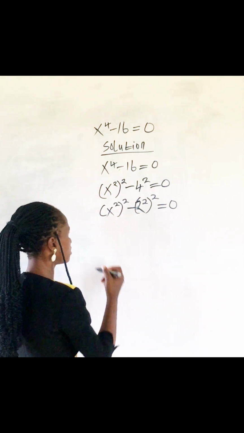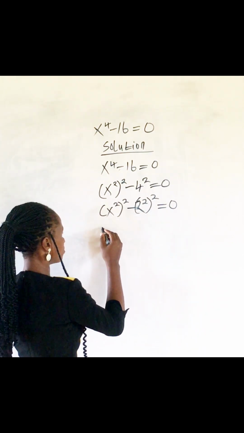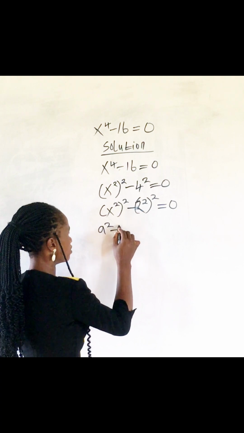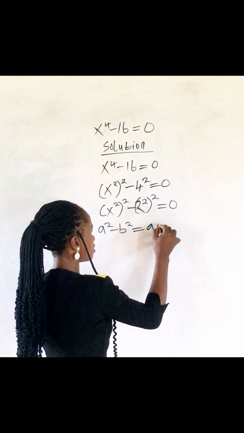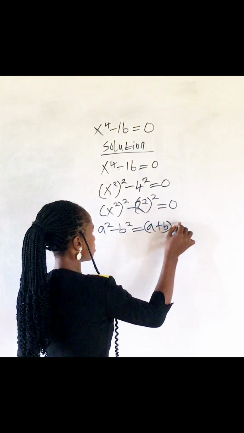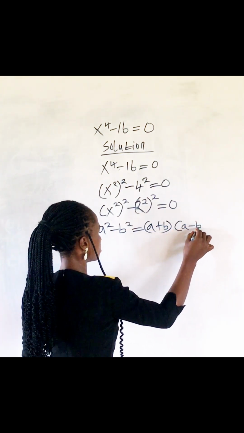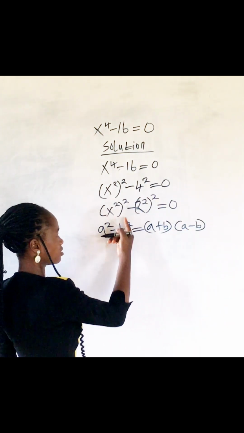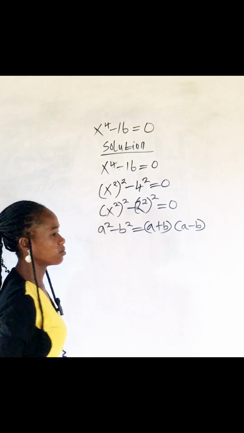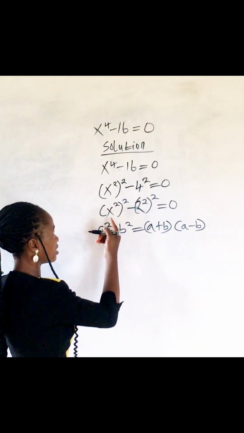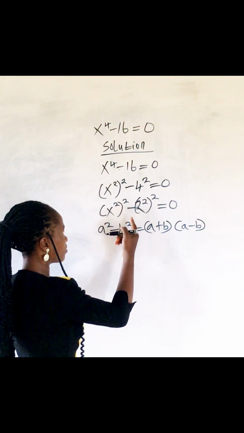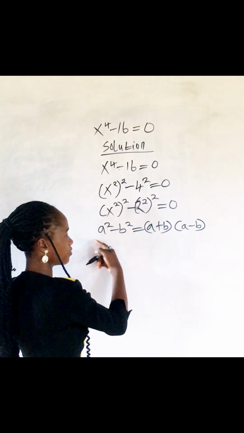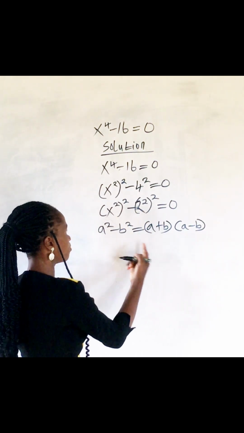Now, the difference of two squares has a form like this. We have a squared minus b squared, and it states that it will be equal to a plus b into a minus b. In this case, we can see that this equation is similar to this form of difference of two squares. So we can now simplify x squared all squared minus 2 squared all squared in the form of difference of squares, this form that we have below here.